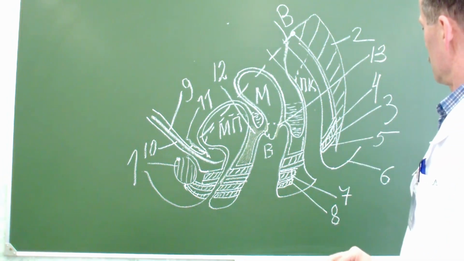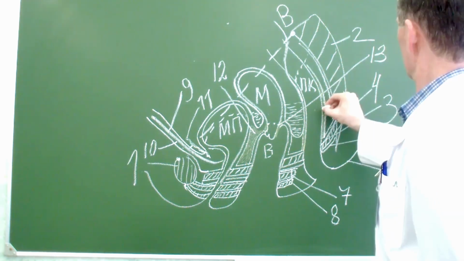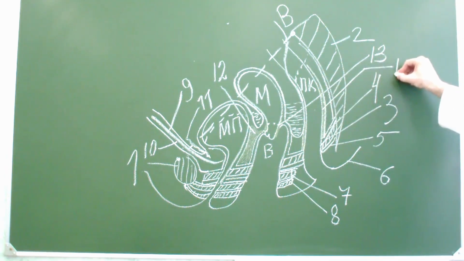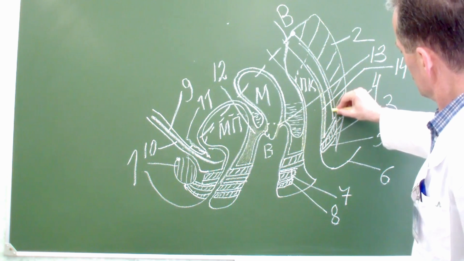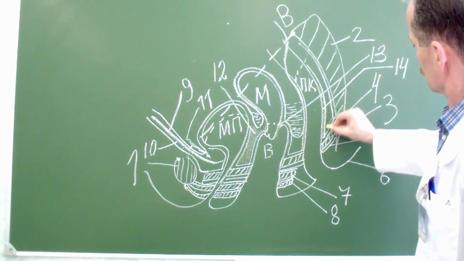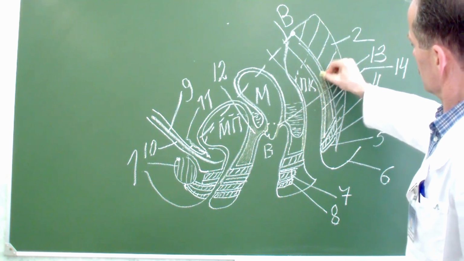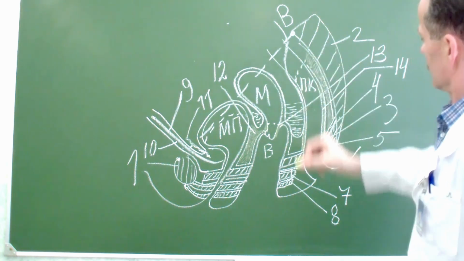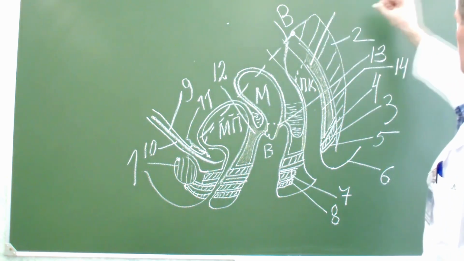Between the visceral layer of the pelvic fascia covering the rectum and the intestinal wall is the pararectal space, number 14. And between the rectum and the parietal layer of the pelvic fascia covering the inner concave surface of the sacrum is the retrorectal space, number 15.